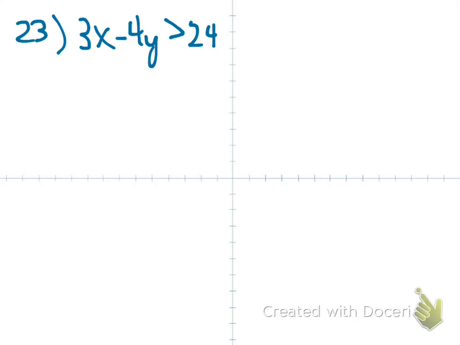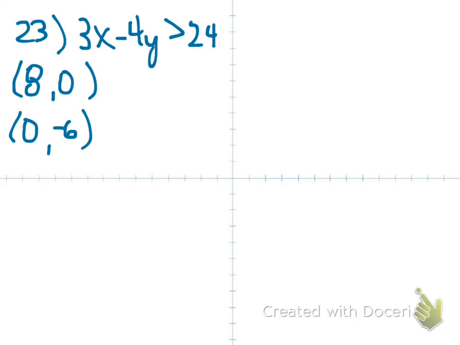Okay, I'm going to do this one a little bit differently because, if I see this in standard form, honestly, I think it would be a lot easier to do x and y intercepts, which is what you had to do at the beginning of this review. So 24 divided by 3 is 8. 24 divided by negative 4 is negative 6.